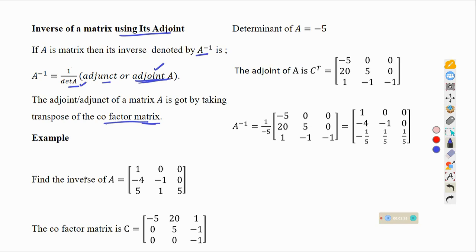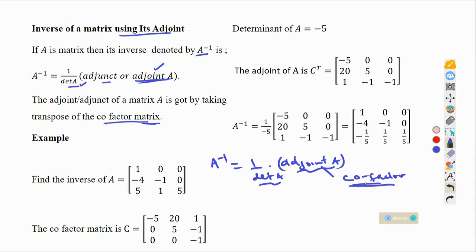Example number 1 says: find the inverse of A, where A is given by 1, 0, 0, negative 1, negative 4, negative 1, 0, 5, 1, 5. To use the relation for the inverse, that the inverse of A is 1 over the determinant of A times the adjoint of A, we need to get the determinant and the adjoint. But as we said, the adjoint is simply the transpose of the cofactor matrix. So we need to first of all look for the cofactor matrix.